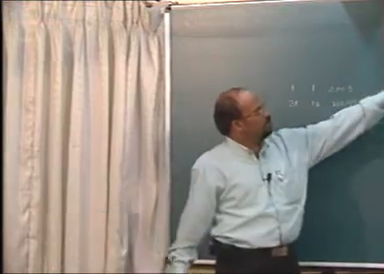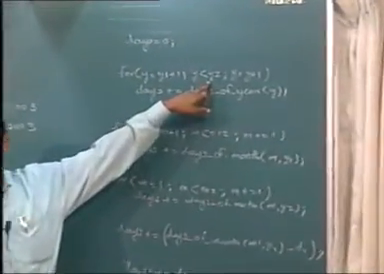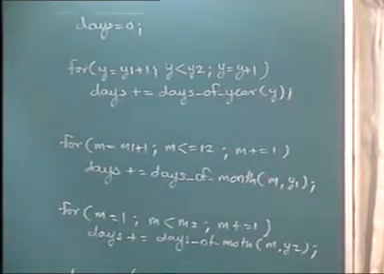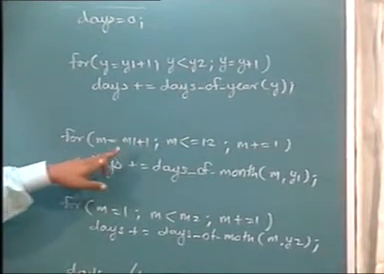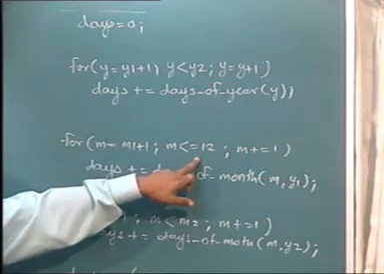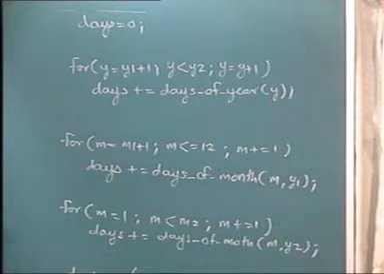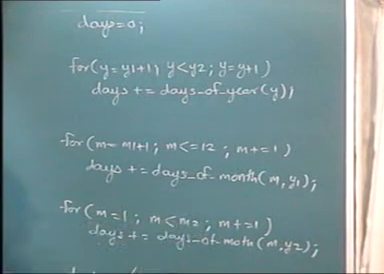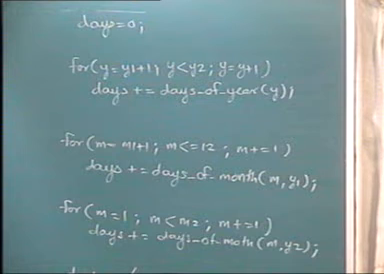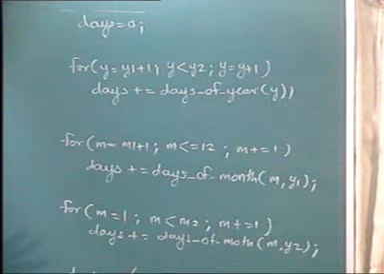2003 plus 1, 2004 less than 2003, false. It won't enter. Correct, it should not. m1 plus 1, that is from February to 12. Okay, from February till December it is adding all the days. 365 minus January's 31 gives me 334. So it has added 334.